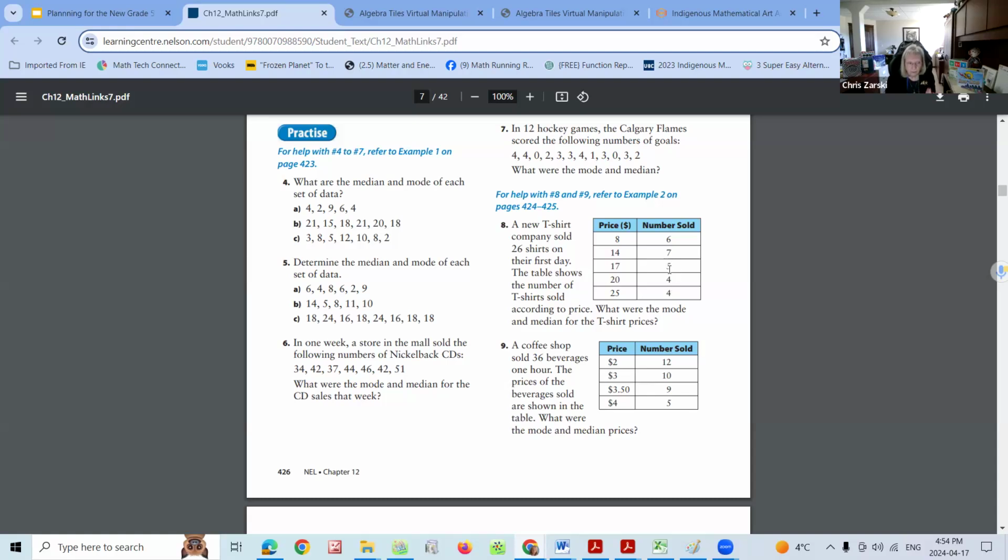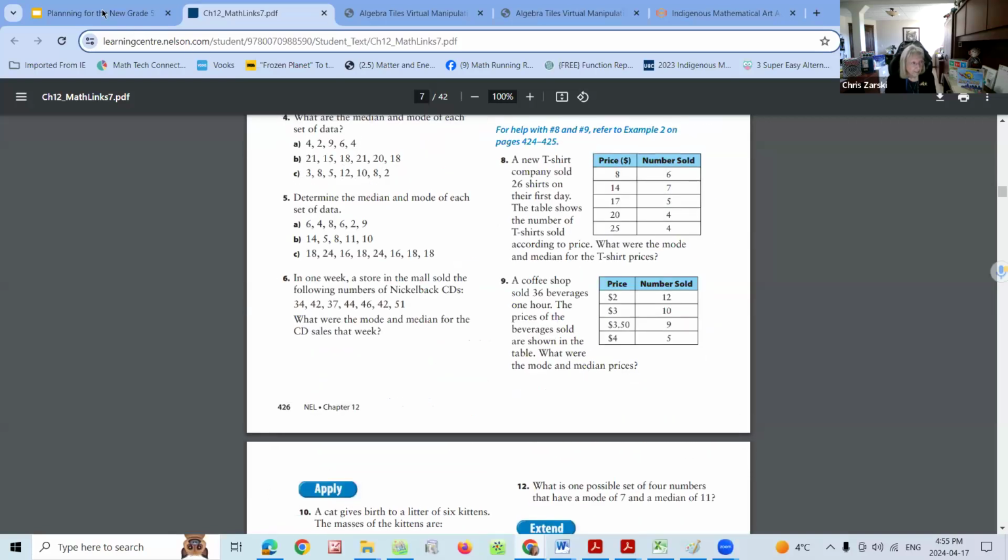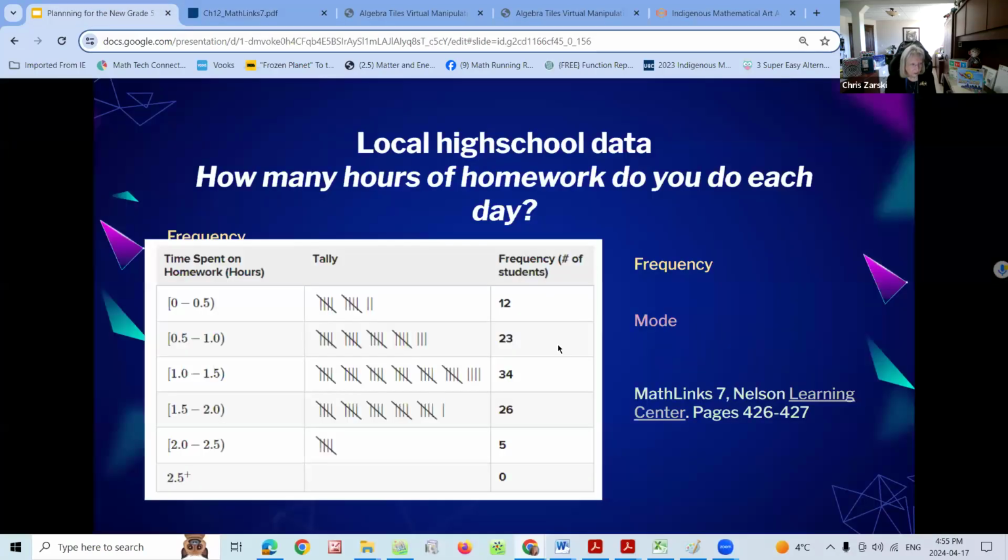If one of them showed up 2 5s and one of them was 3 4s, you have one mode and the mode is 4. Which number shows up most often? That's what you're looking for. But there's lots of questions in here that you could use as models and exemplars so that you don't have to create the questions yourself.